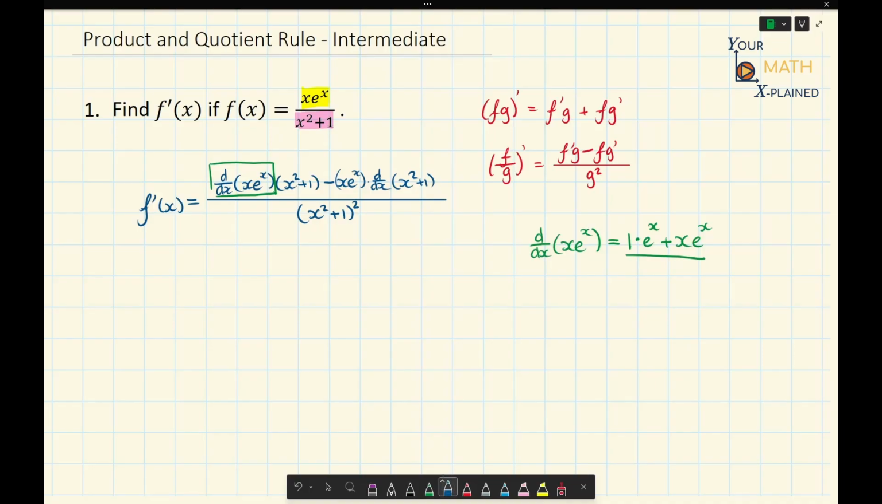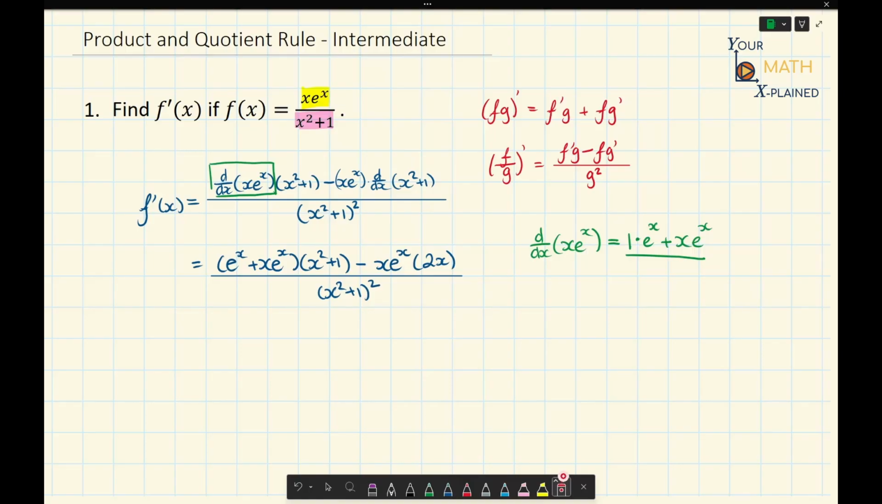That means this is equal to e to the x plus x times e to the x multiplied by x squared plus 1. And then we're going to be subtracting x times e to the x, and then the derivative of x squared plus 1 is just 2x. And then we still have our denominator, which is x squared plus 1 all squared.